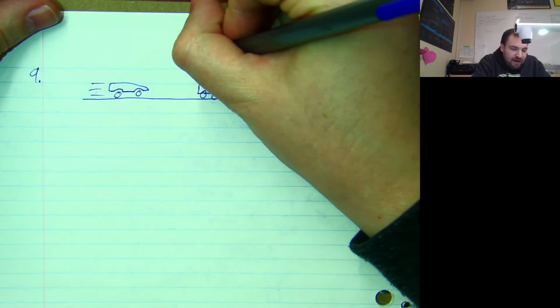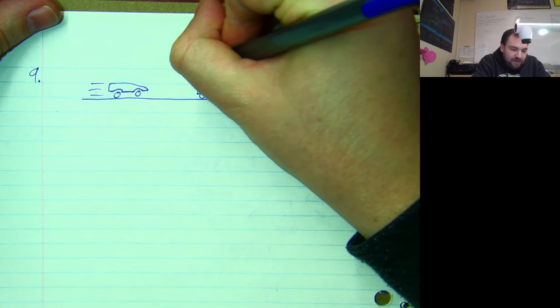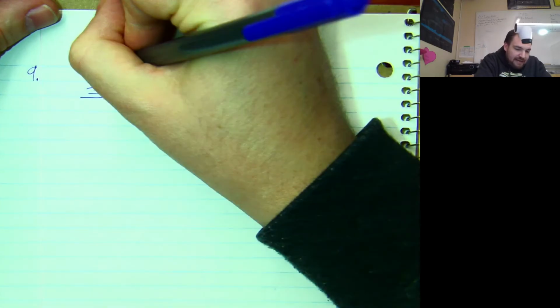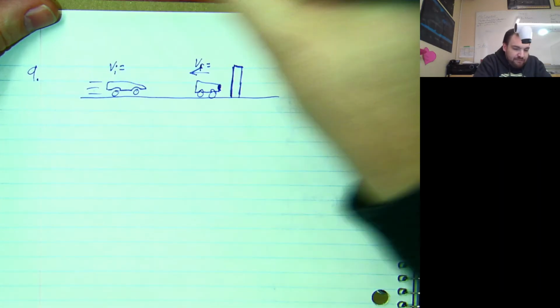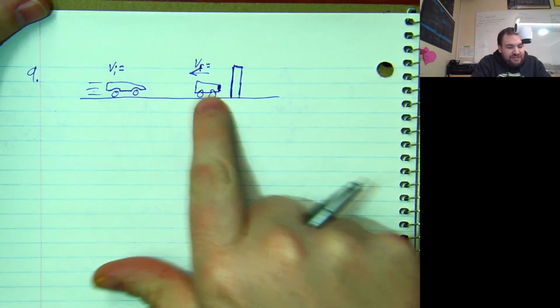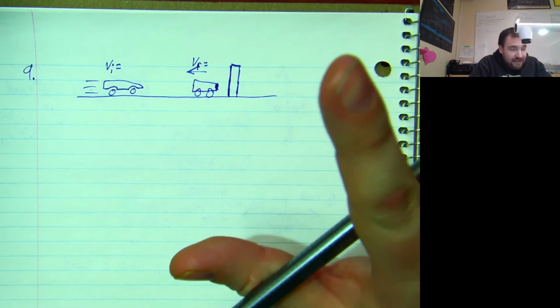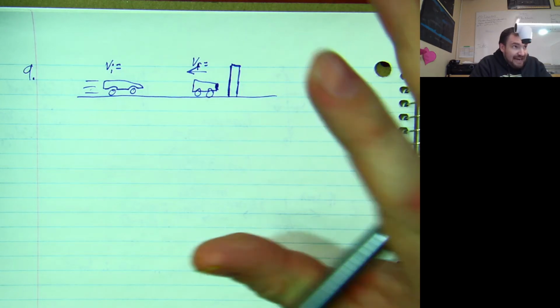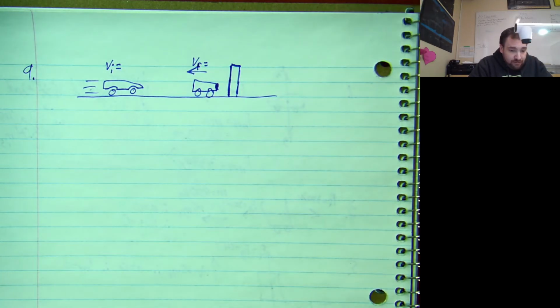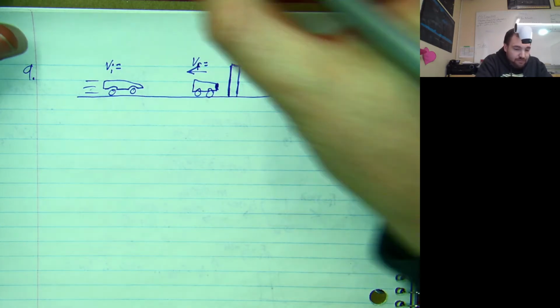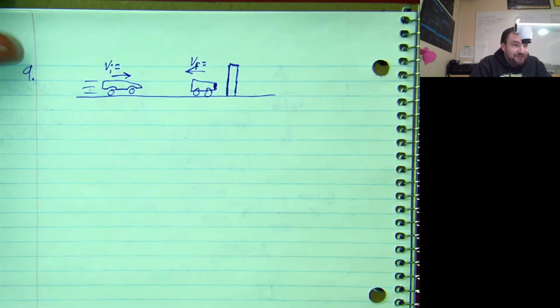So the car now has a final velocity. It had an initial velocity. In order for velocity to change, what must have happened? It has to have accelerated. Velocity was to the right, now it's to the left. So the acceleration is going to have to be which way?